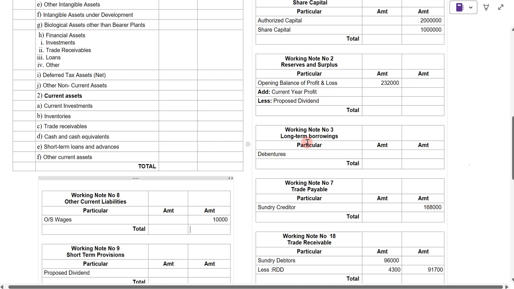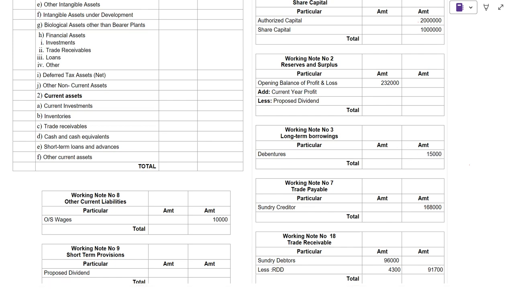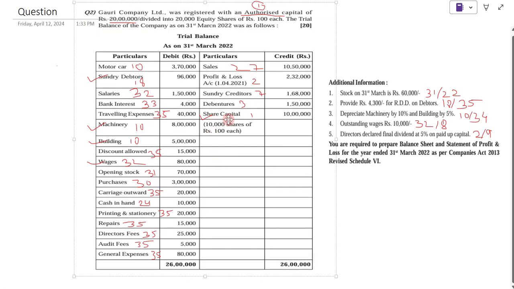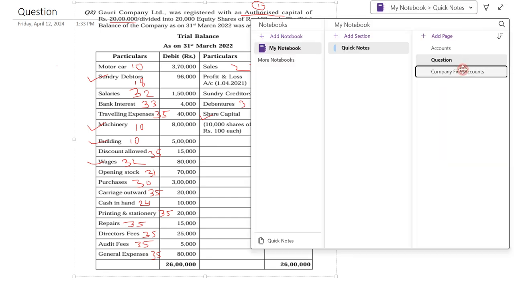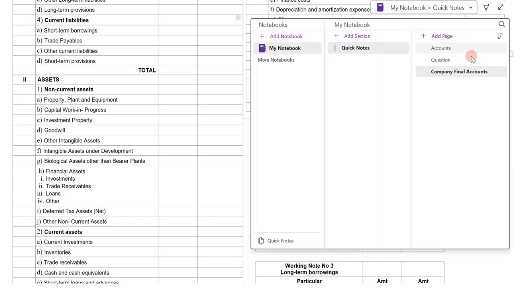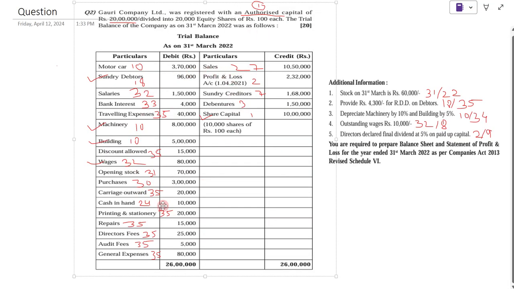Note number 3, debentures. Note number 3 is long-term borrowings, debentures. Debentures are long-term borrowing, 1,50,000. Share capital, already I have written. Share capital 10 lakhs. Okay, now from this question we have passed all the entries of the trial balance in the working note.